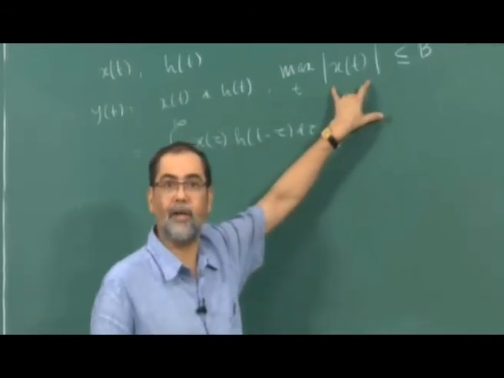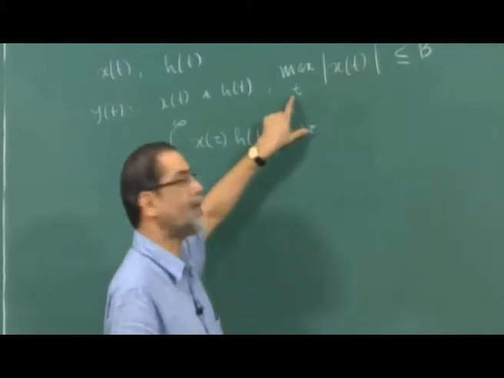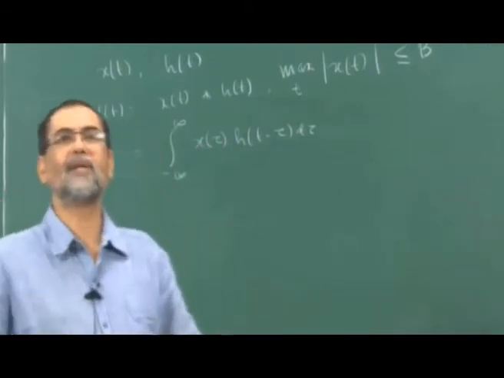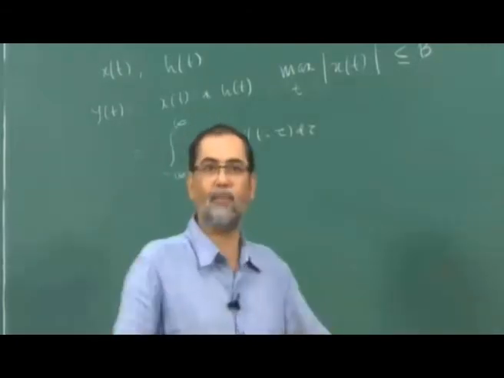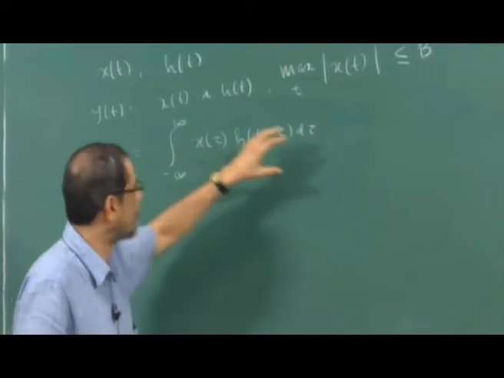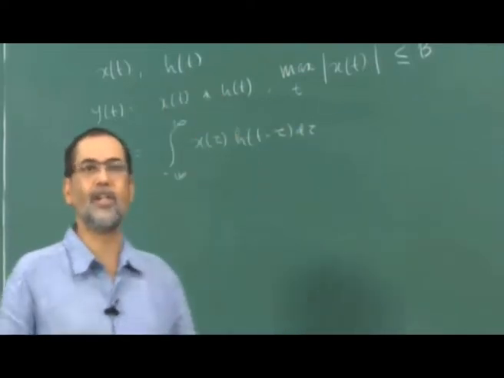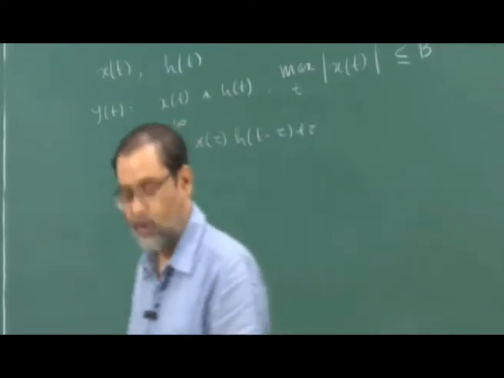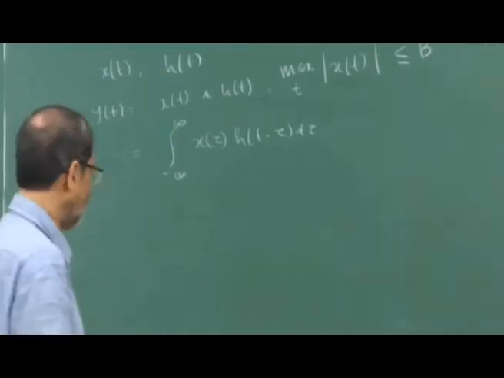X can be positive or negative, and so its absolute value is always positive for all times. I look at the maximum of that signal for all times. That maximum should be less than some value b, right. So given an LTI system, given that convolution holds good, what is the condition on h of t? Given h of t, I can say it is stable or not, right.